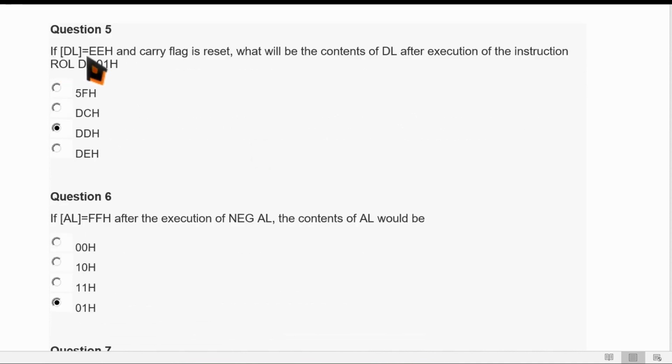If DL is equal to EEH and the carry flag is reset, meaning the carry flag is 0, what will be the contents of DL after the execution of the instruction rotate left without carry DL, 1? The contents of DL will be rotated left by 1 bit. DL contains EE, so you put it in binary form.